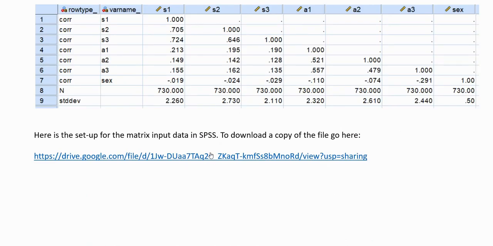So here we have just a screenshot of the SPSS file that I've set up, and again you can go to this link to download it to run the model. You can see right here I've got correlations among the items, basically S1 all the way to A3, and then we have the variable sex included, and then obviously we have the sample sizes and the standard deviations.